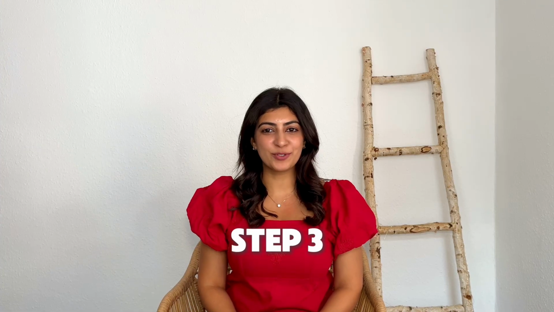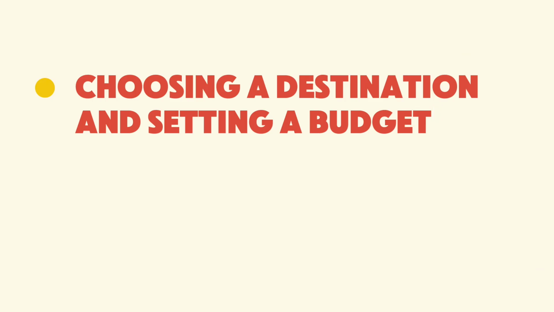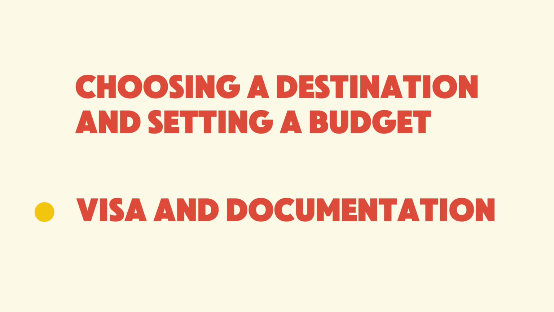We are now at step 3 of this travel planning series, and if you've been following along, you already know we have covered some solid groundwork. In step 1, we spoke about how to choose a destination and set a realistic budget. That's where the dream begins, right? In step 2, we tracked all things visa and documentation. Because let's be real, no one wants last minute panic over missing paperwork.